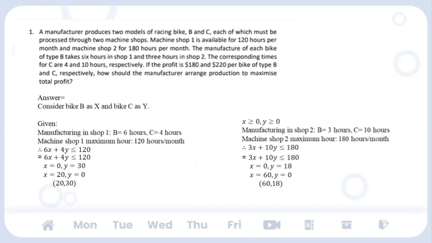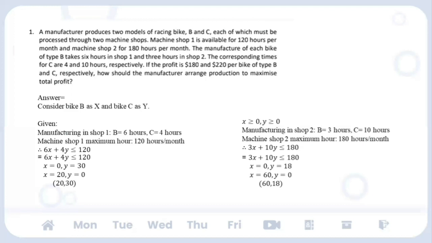If the profit is $180 and $220 per bike of type B and C, respectively, how should the manufacturer arrange production to maximize total profit? To answer this, first we need to consider bike B as X and bike C as Y.